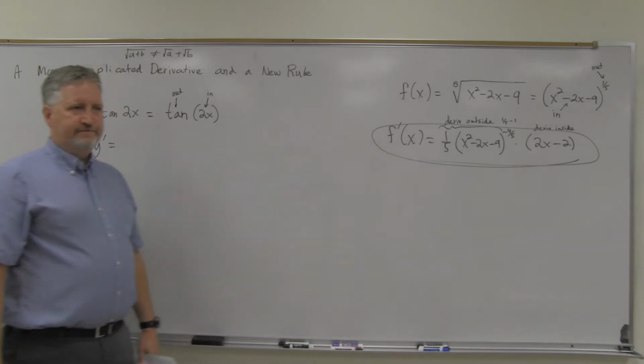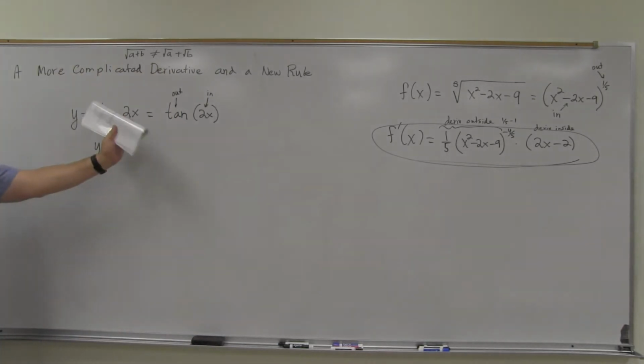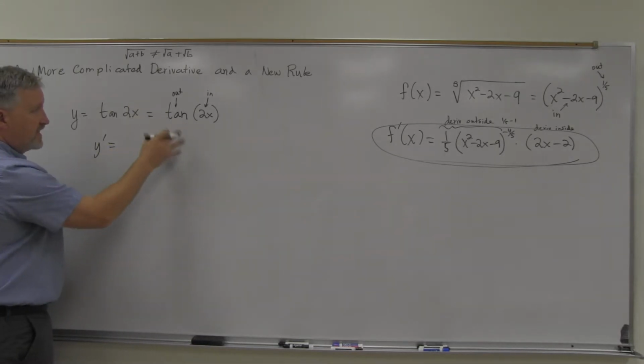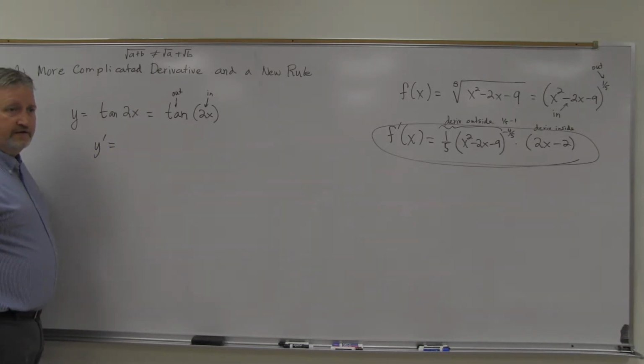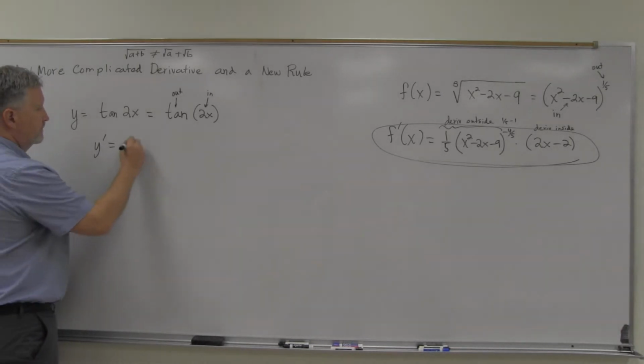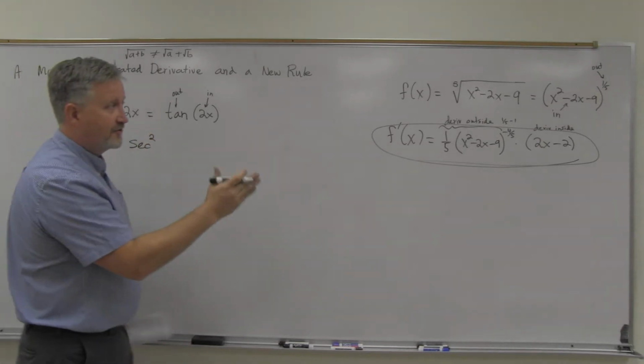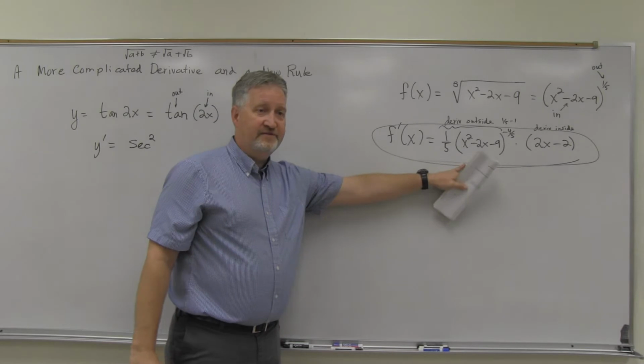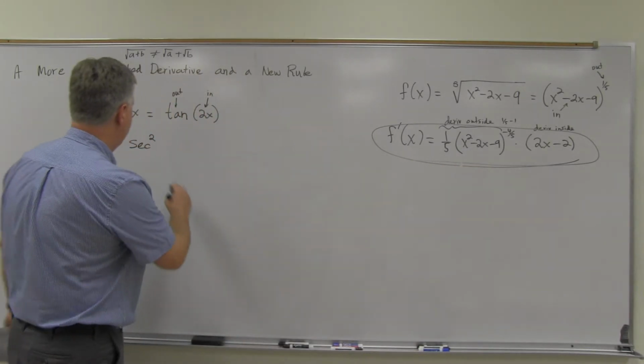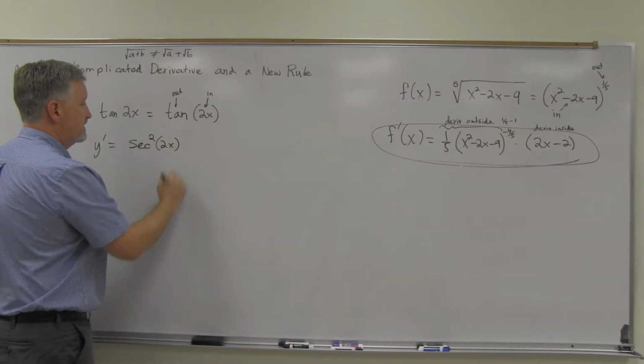So let's get the derivative. How does the derivative work? Well, derivative of the outside times the derivative of the inside. So the derivative of the outside, the tangent's on the outside. Got to do the derivative of the tangent first. Derivative of tangent, secant squared. Now this is important too. When you do the derivative of the outside, inside stays the same. So this is secant squared, inside stays the same. So the inside is still 2x.